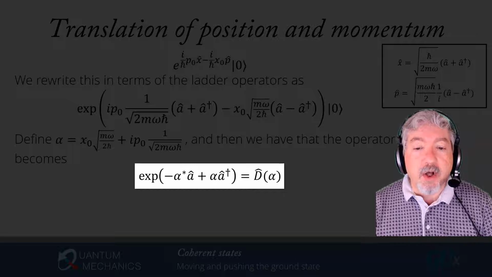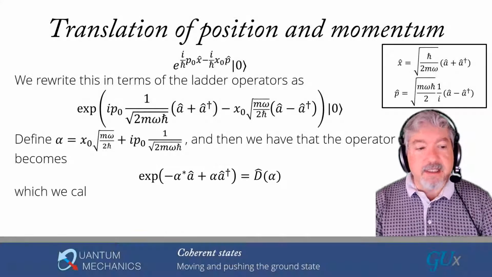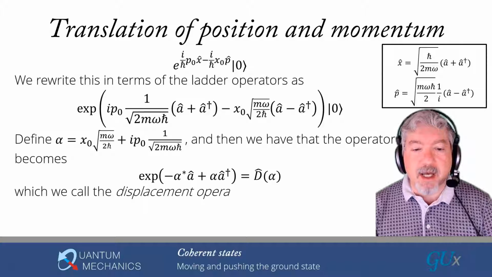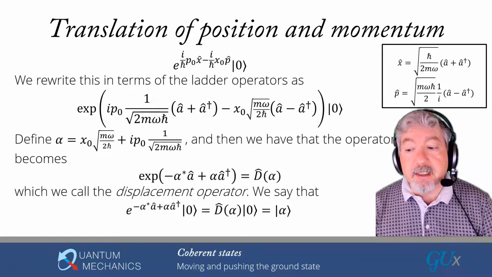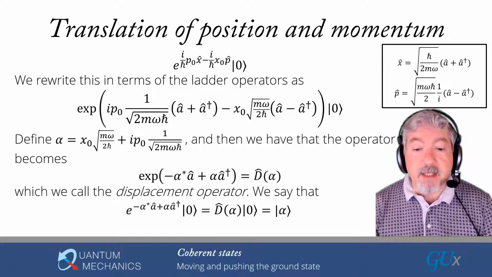And we call that operator d hat of alpha. That operator has a name. It's called the displacement operator. Displacement indicating that we're displacing both position and momentum.